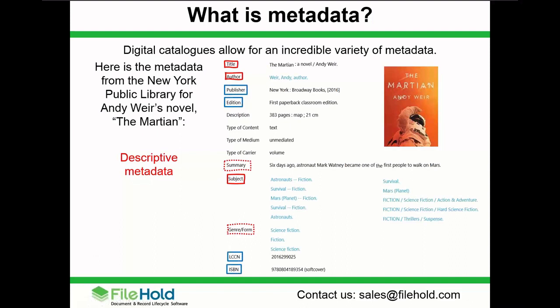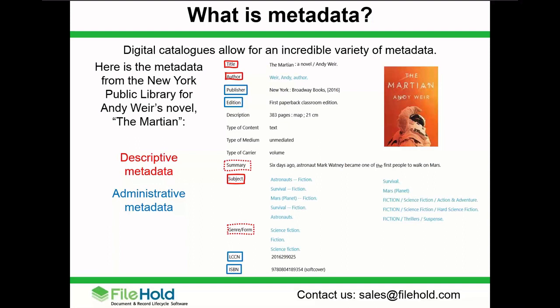Now we've got other points on here. We've got publisher, the edition, the LCCN, the ISBN. These are identifying numbers that are used within a system. So for example, New York Broadway Books 2016 as the publisher is a fixed point of information to it. This therefore becomes what we would call administrative metadata. It describes the information from an administrative point of view. These are the things that don't change towards it. Now they can describe the information, but not in a meaningful way.